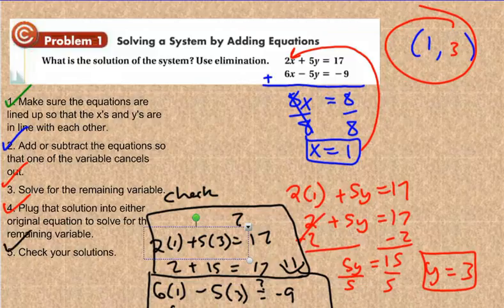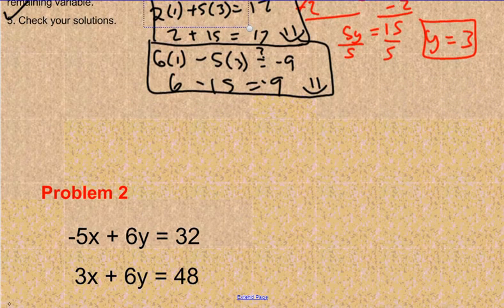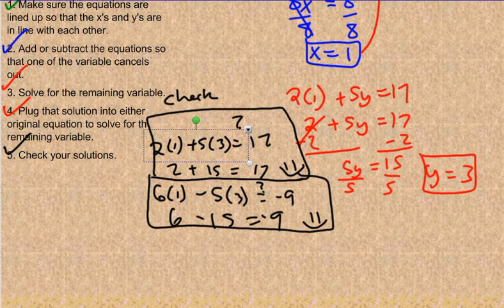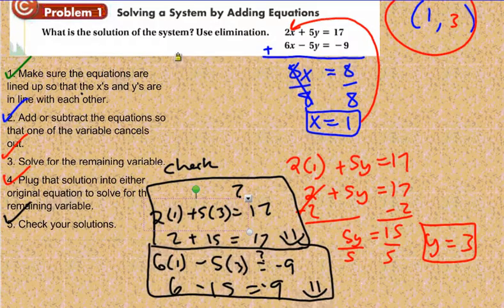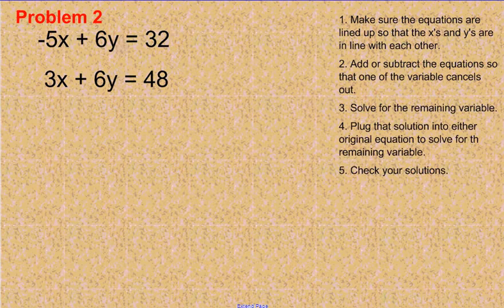Now, if you get whole number solutions, oftentimes you're probably correct, but checking it is a great thing to do. So let's do one more example now, following those same steps. And yes, I'm going to bring these steps down so we don't forget them. Alright, here we go.